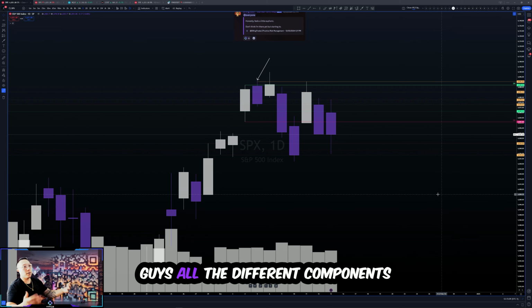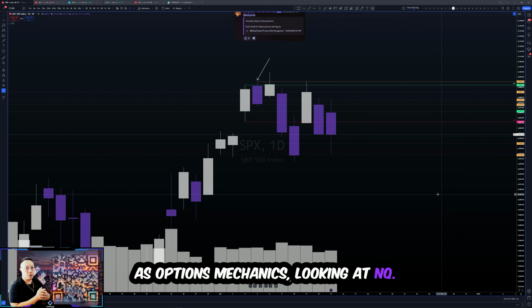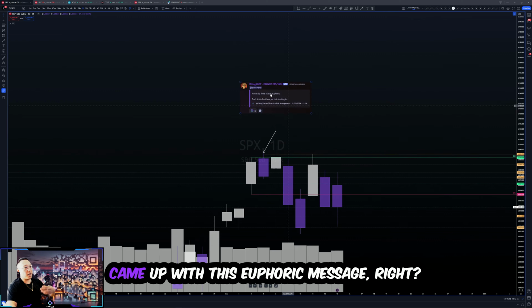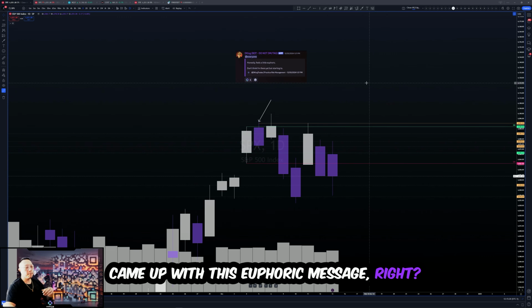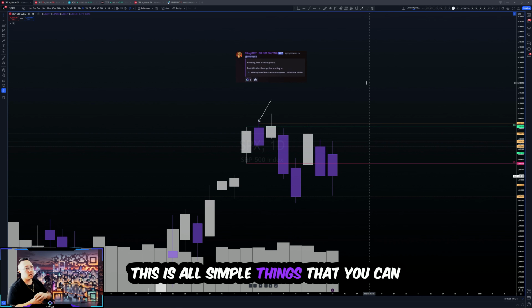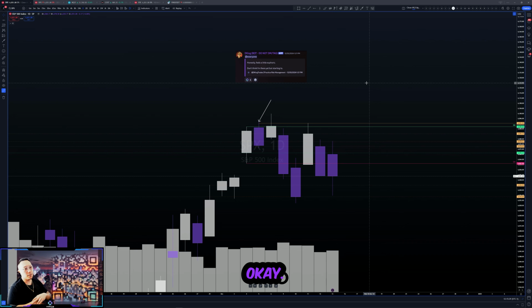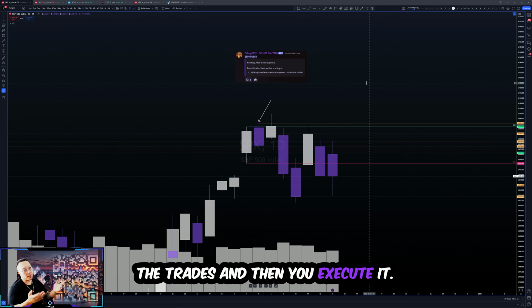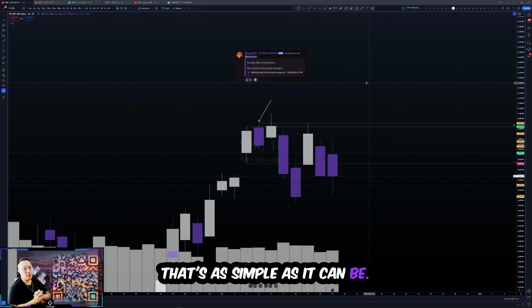And I showed you guys all the different components that provided for the confluence, such as options mechanics, looking at NQ, getting a broad view of the market where I came up with this euphoric message, right? Looking at stocks under the hood. These are all simple things that you can utilize to help back your analysis. Okay. And then from there, you just execute. You plan out your day, you plan out the trades, and then you execute it. And that's it. That's as simple as it can be.